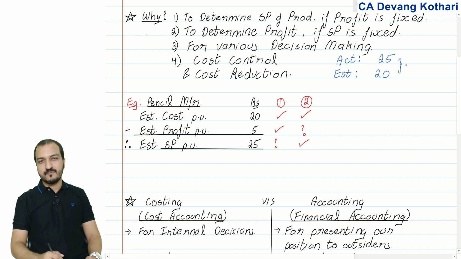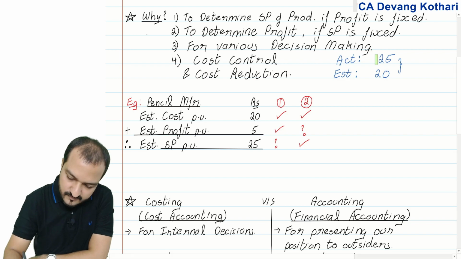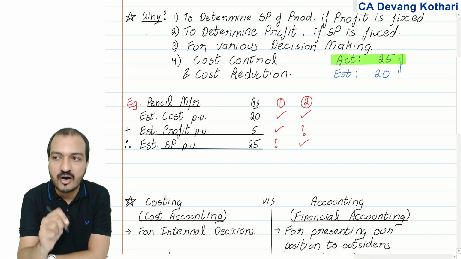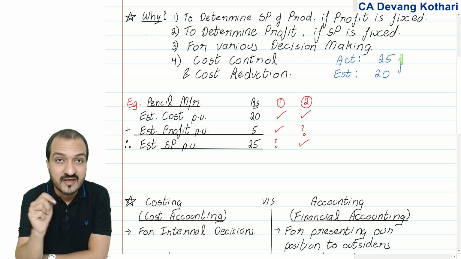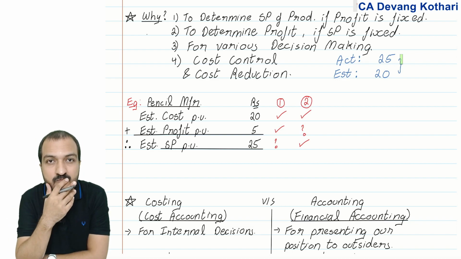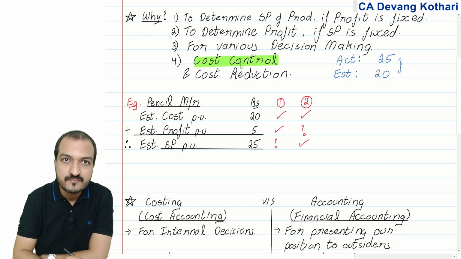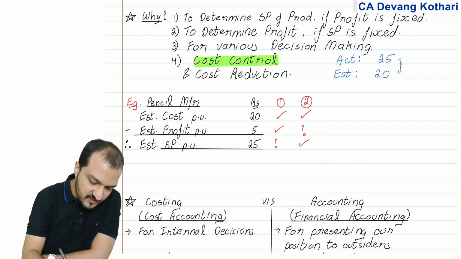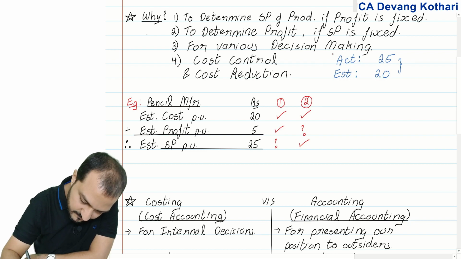Now what? Can you change your actual cost now? Can you decrease your actual cost now at the end of the year? Can you do anything to decrease the actual cost? No. But still, what you will do is cost control. Cost control means that you try to control your actual cost and bring it down till the estimate.